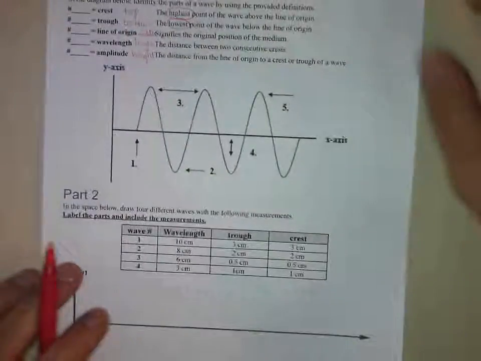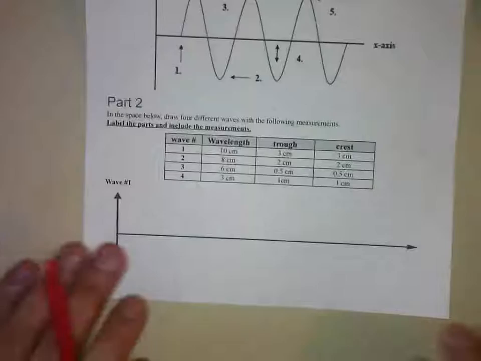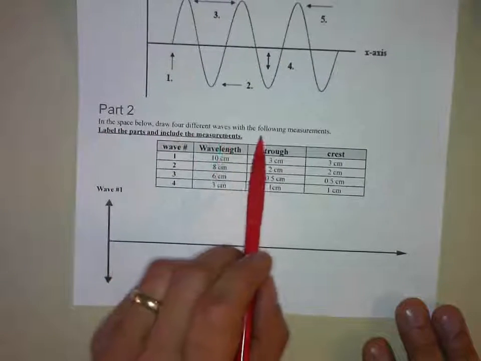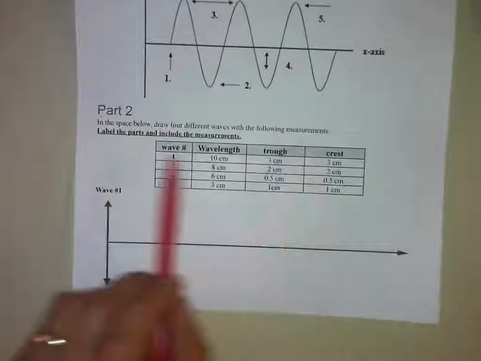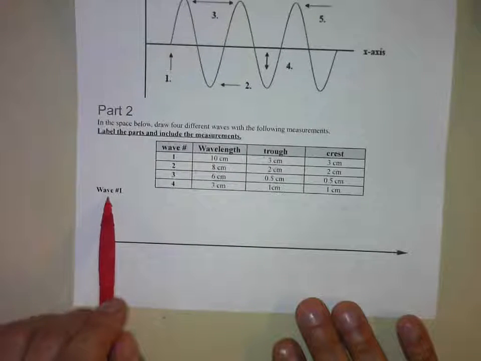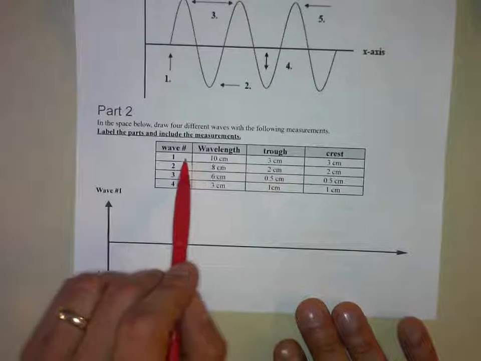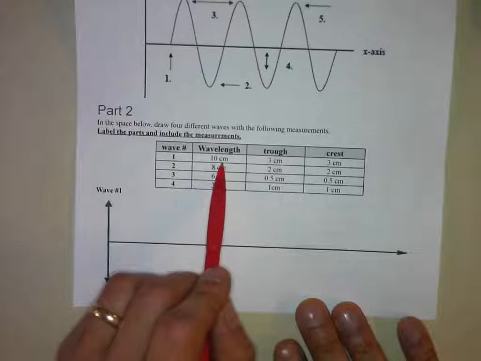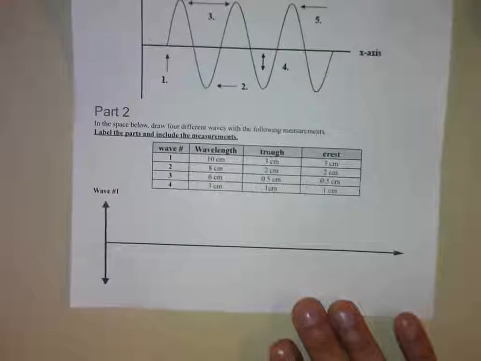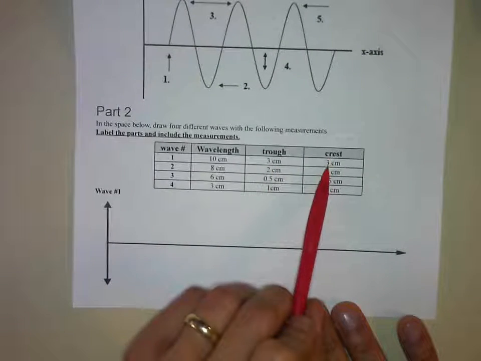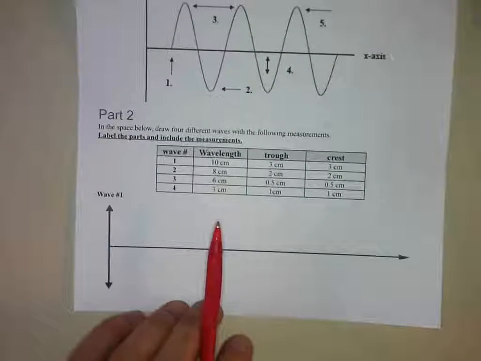Okay, so for part two, you're going to draw a wave. So part two, in the space below, draw 4 different waves with the following measurements. Okay, so for number one, the measurements are here. These are the measurements for number one. Number one has a wavelength of 10 centimeters, and a trough of 3 centimeters and a crest of 3 centimeters. It's the same as your paper.